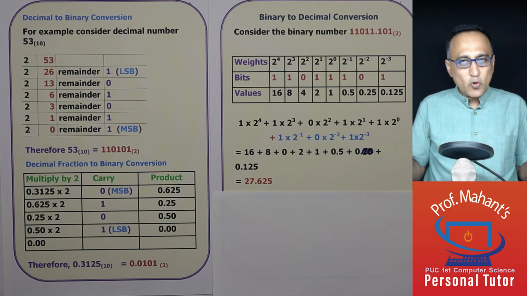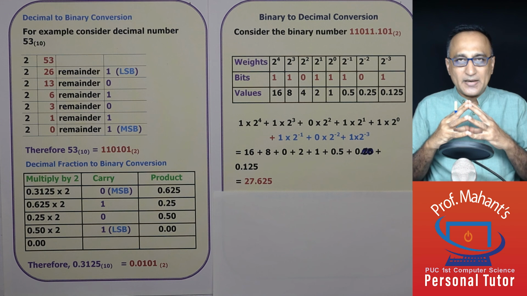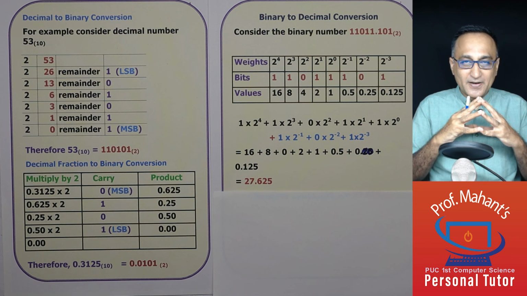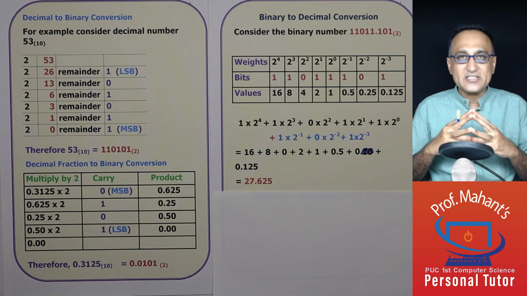27.625. So I hope you have understood the basics of how you convert a decimal to a binary, how you convert a decimal fraction to a binary, and how you convert a binary number which includes a fraction to its equivalent decimal value.